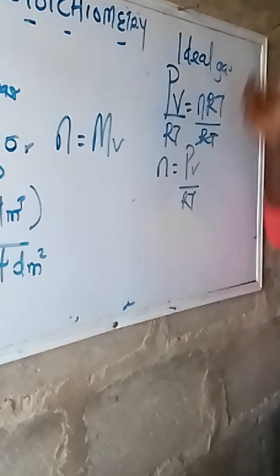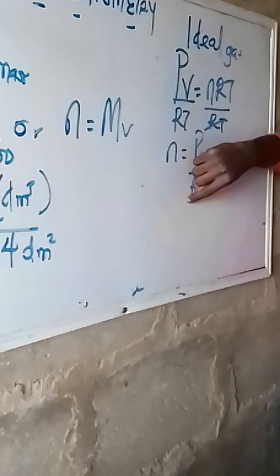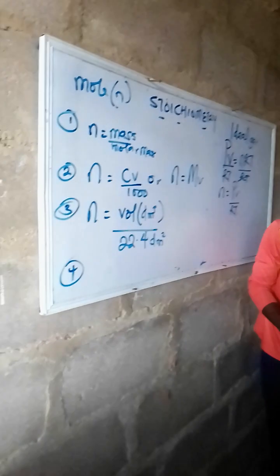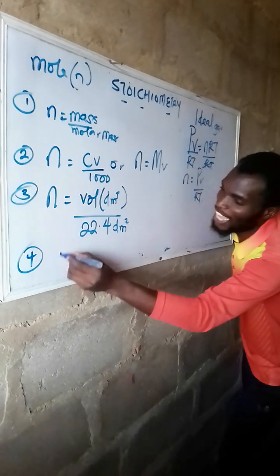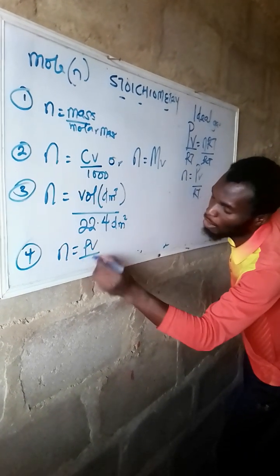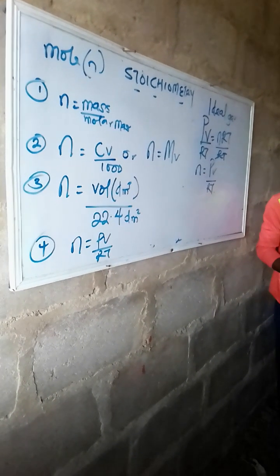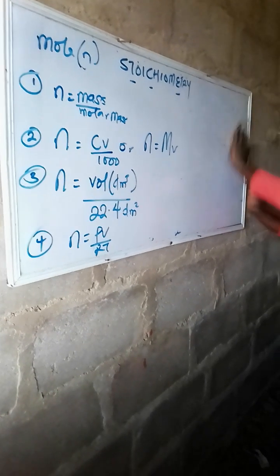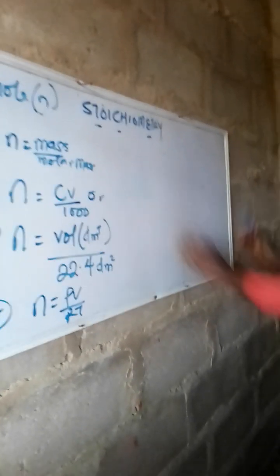So now, in our question, if we are given pressure, volume, R, and T, you can't use any one of these. You will rather go for this. Are we together? This will now be n equals PV all upon RT. Remain how many? Remain 1.